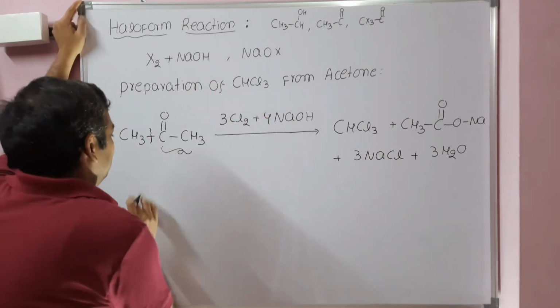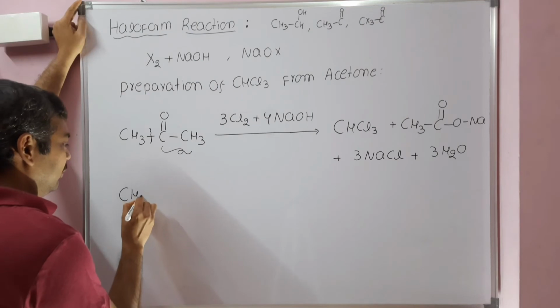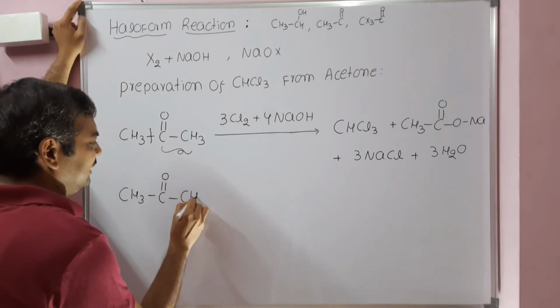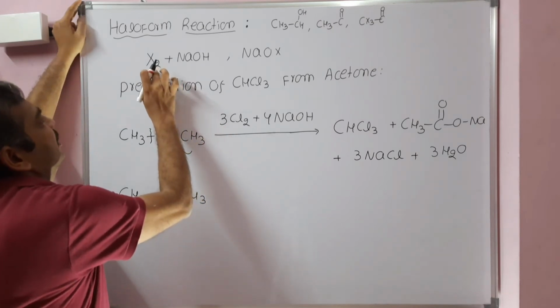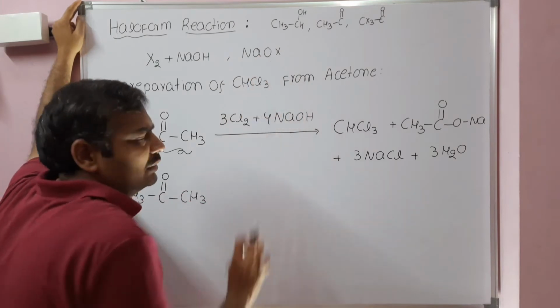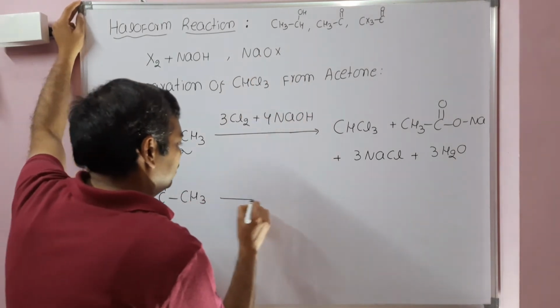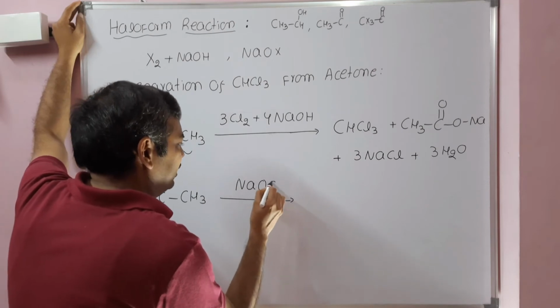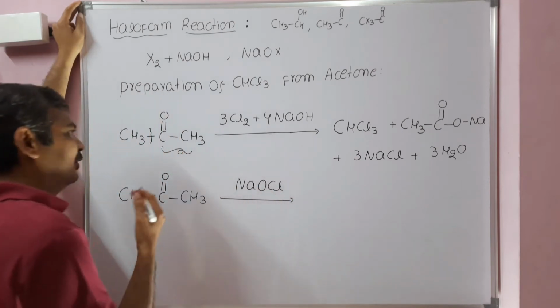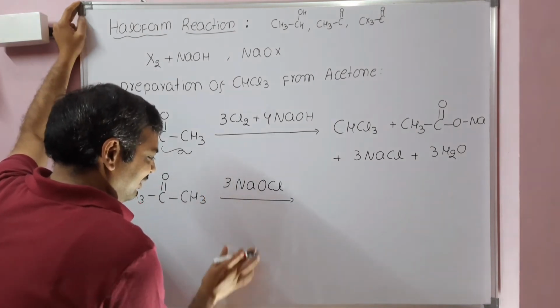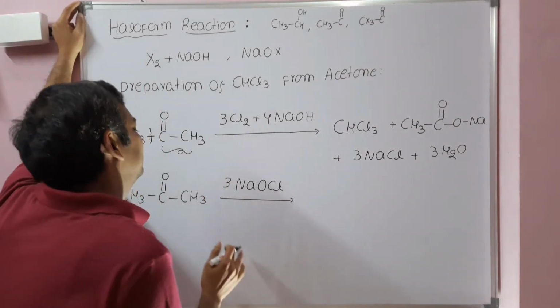Now we will prepare chloroform from acetone by using the second reagent. There are two reagents. One is halogen in combination with sodium hydroxide. The other one is sodium hypohalite. What is the second reagent? Sodium hypochlorite, NaOCl. How many moles are required? 3 moles are required. Why not 4? Why are 4 moles not required? 3 moles is enough.